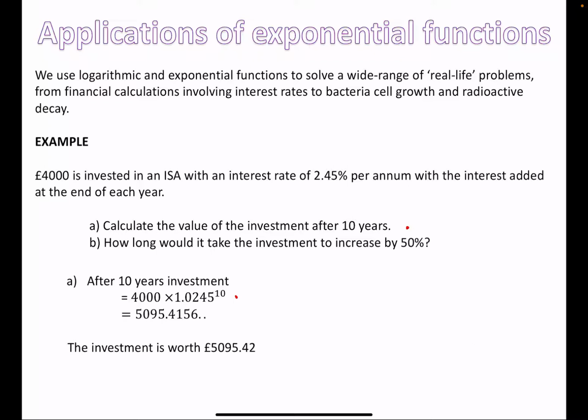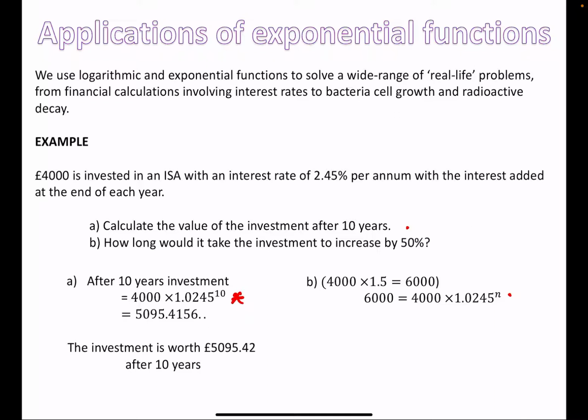How long would it take the investment to increase by 50%? Okay, so the first thing we want to do is work out what 50% of £4,000 is and add it on. Okay, that's quite easy. 50% is just £2,000, in which case we want to know how long it's going to take to get our overall investment to £6,000. So very similarly to the equation that we wrote in part A, we basically want to have £6,000. It's based on our £4,000, increasing by 2.45% each year, but we don't know for how many years that would be. So that's where our n value comes in.